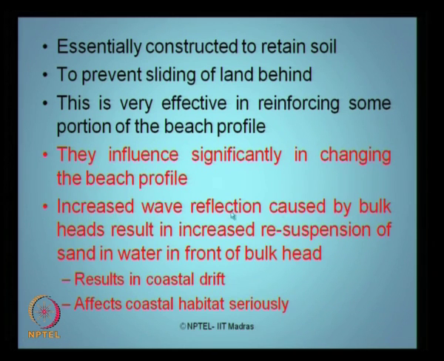The increased wave reflection caused by the construction of a bulkhead results in increased resuspension of the sand in front of the bulkhead. So, it has a very serious counter effect. It results in what we call coastal drift. It seriously affects the coastal habitat.